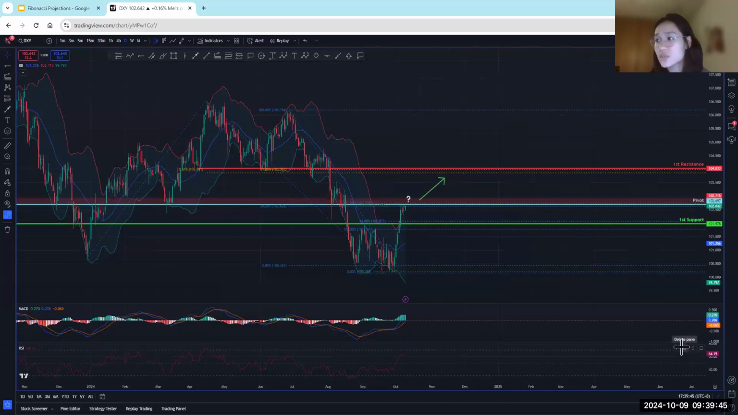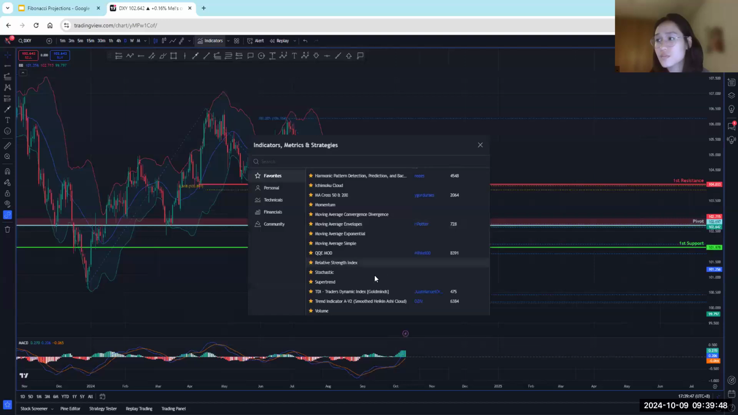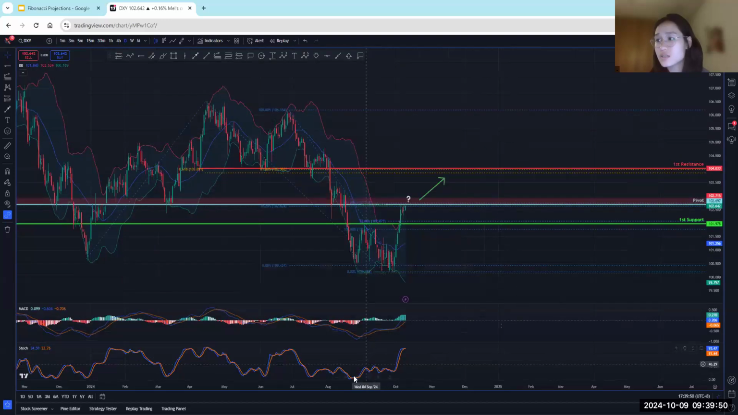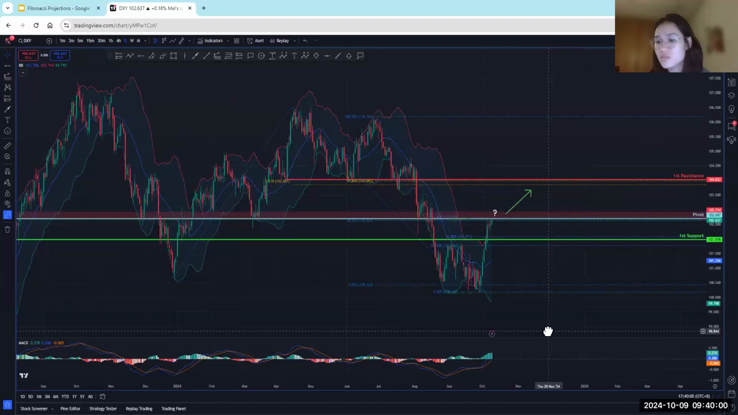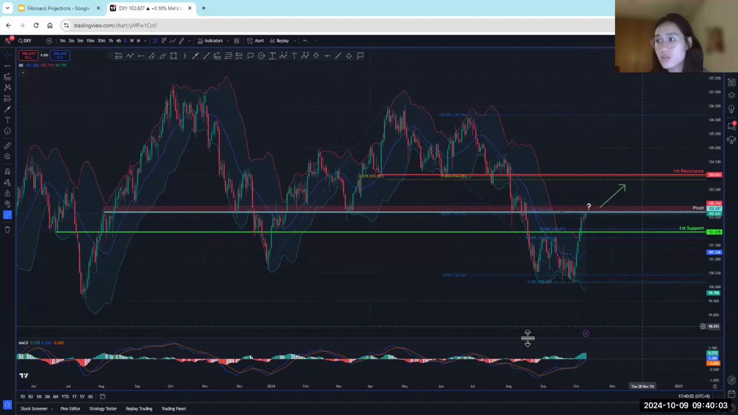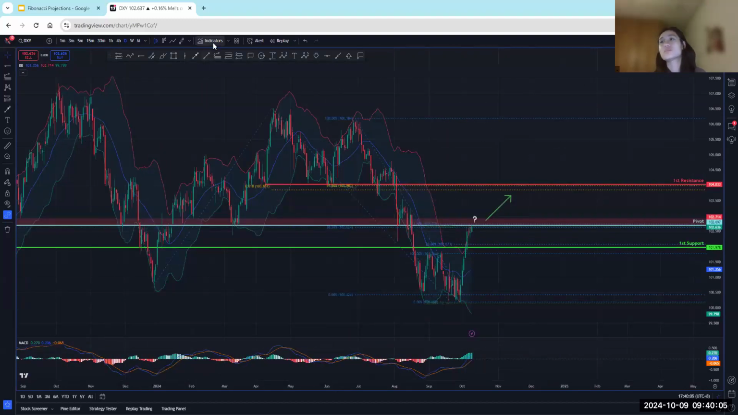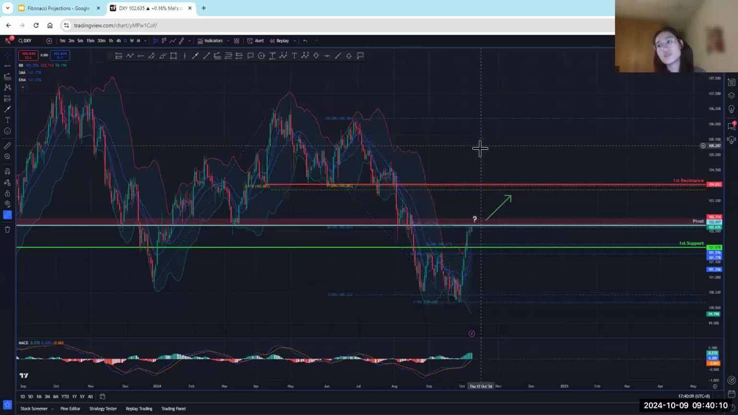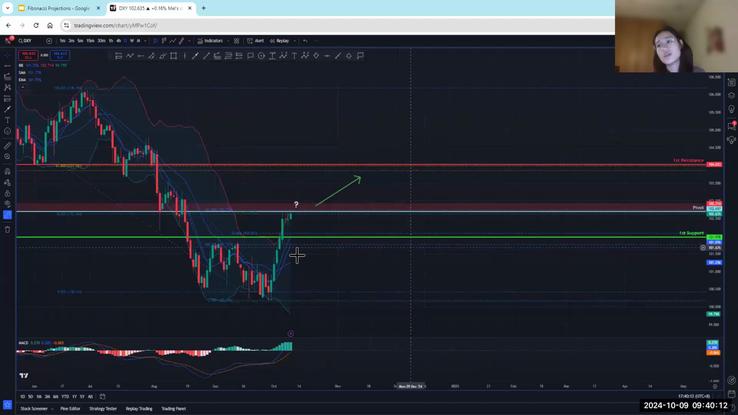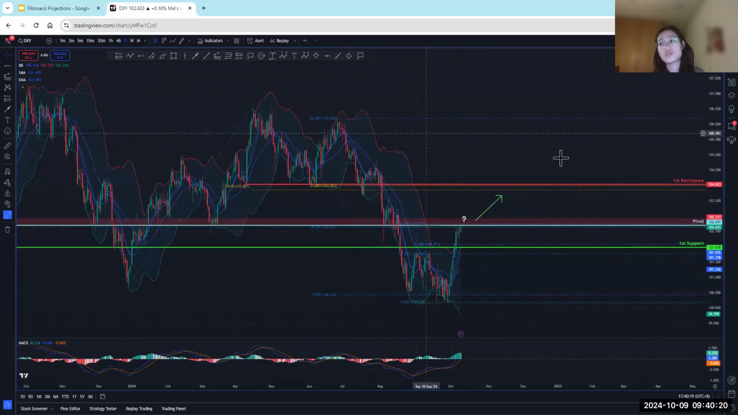RSI isn't telling us much here. Let's look at stochastic. It's not really telling us much as well. So let's maybe look at our moving averages as well. I like to use simple and exponential together. And you can see prices moving above both of the indicators as well. So that's also a bullish signal.